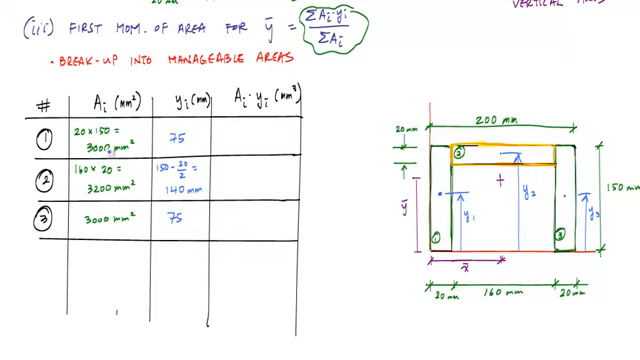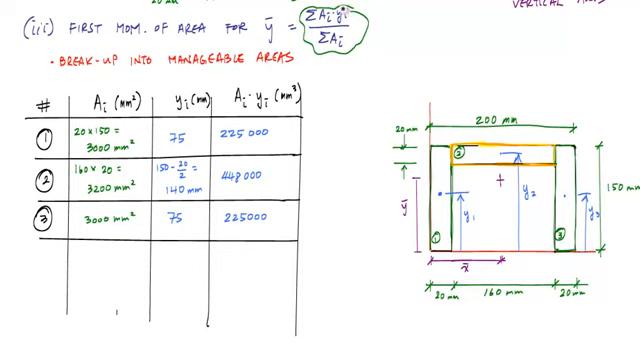Now we just go across the table and multiply A times y. So this will be 225,000 millimeters cubed. And then for area 2, this A_i times y_i is 448,000 millimeters cubed.